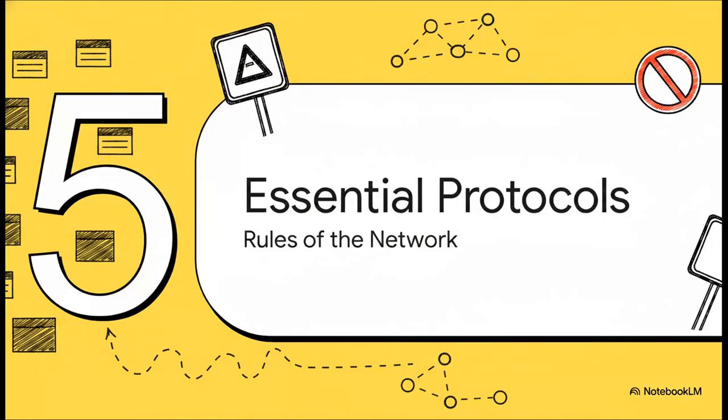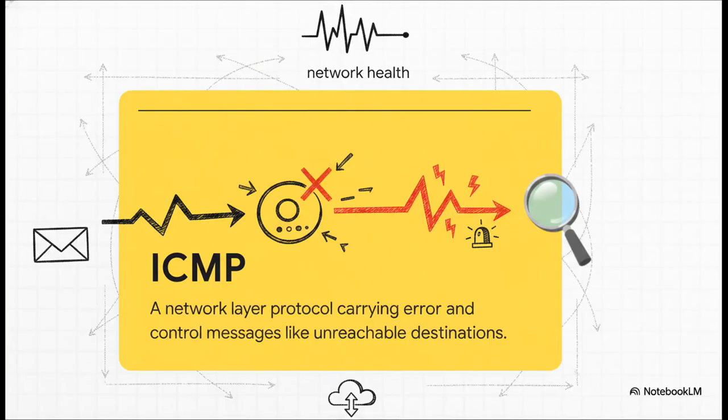Section 5. Essential Network Protocols. The crucial point here is that Layer 3 isn't just about moving data. It's also about network health. That's where ICMP comes in. The Internet Control Message Protocol doesn't carry user data like your emails or photos. Instead, it carries operational information and error messages. So if a router is overwhelmed or a destination is unreachable, ICMP is the protocol that sends the warning message right back to the sender.